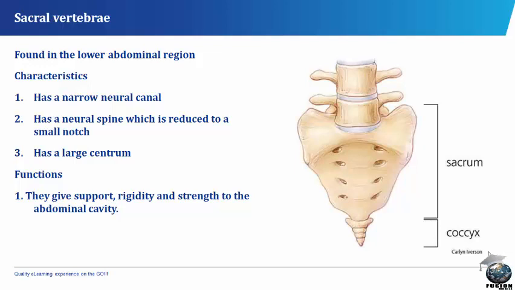The sacral vertebrae. This vertebrae is found in the lower abdominal region. In man, they are 5 in number. They fuse together to form a sacrum. Its characteristics include: 1. A sacral vertebrae has a narrow neural canal. 2. It has a neural spine which is reduced to a small notch. 3. It has a large centrum. Its functions include: they give support, rigidity, and strength to the abdominal cavity.